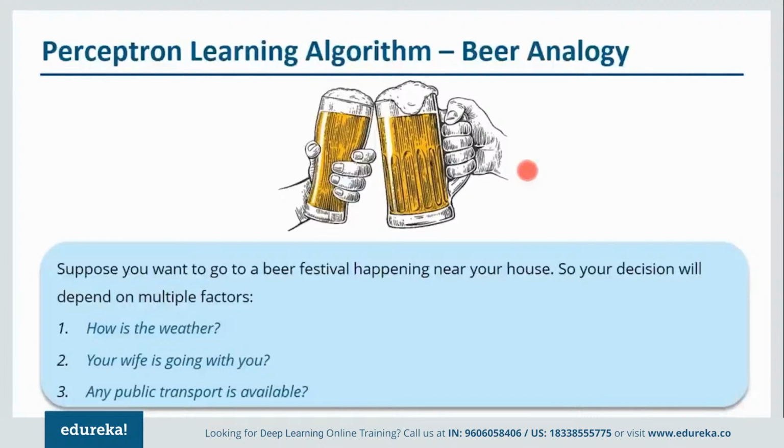So there's a beer festival happening near your house and you want to badly go there. But your decision actually depends on three factors. First is how is the weather, whether it is good or bad. Second is your wife or husband is going with you or not. And the third one is any public transport is available. So on these three factors, your decision will depend whether you will go or not. So we'll consider these three factors as inputs to our perceptron, and we'll consider our decision of going or not going to the beer festival as our output. So let us move forward with that.